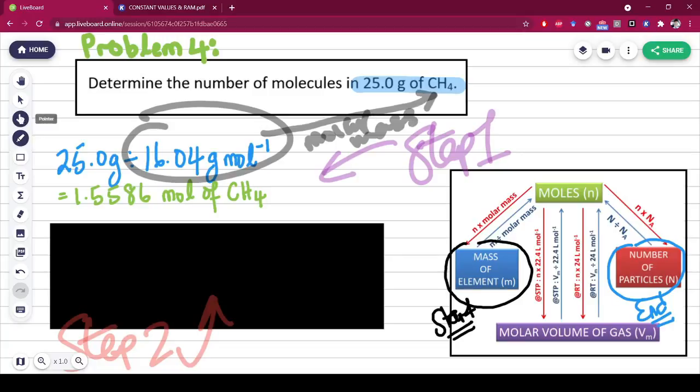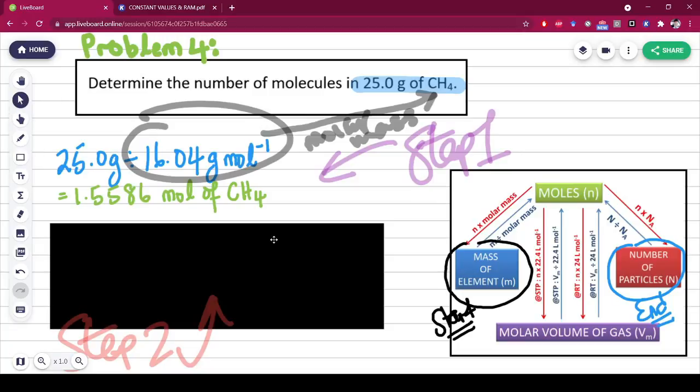So when you do that, you should be able to get the number of mole. Now you have reached this point. Okay, so the number of mole is 1.5586. You have reached this point. And to get to where you want to end up based on the question given to you, you have to take this number of mole times with the Avogadro's constant.